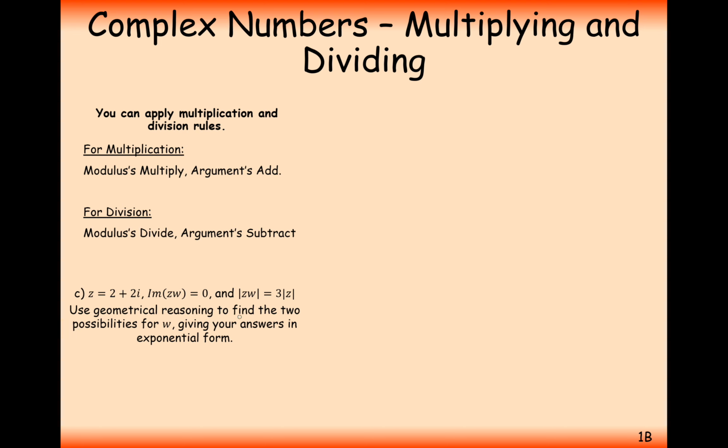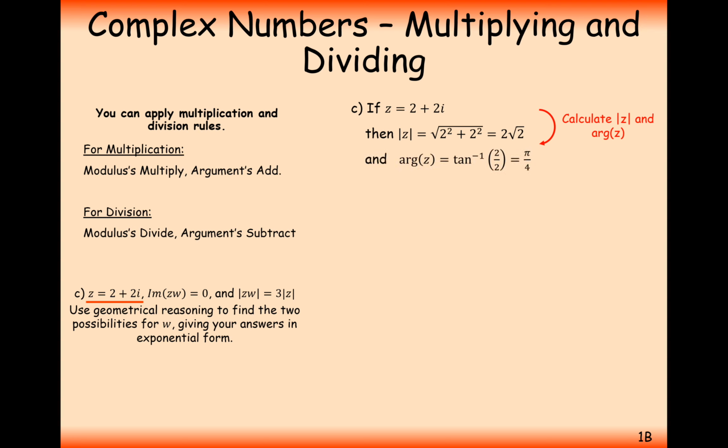Use geometrical reasoning to find the two possibilities for w, giving your answers in exponential form. So, if we're told that z equals 2 plus 2i, we could find the modulus and the argument. The modulus would be 2 root 2, and the argument of z is pi by 4. Okay, so that's as much as we can do with that bit of information. Let's now move on to maybe the third bit of information.